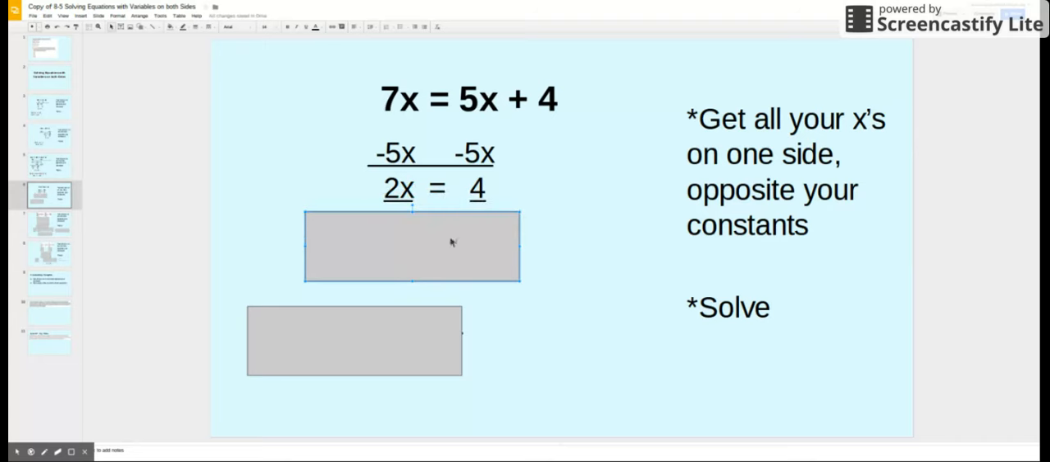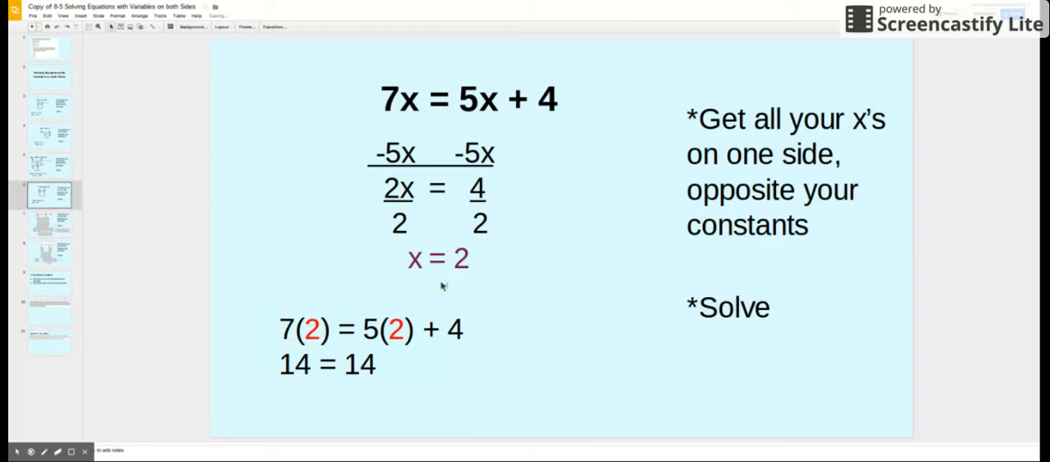Now we know how to solve this, right? Just divide both sides by 2, and you get x equals 2. And then you just wanted to check your work. So in place of x, you're going to put 2's, and it does work out here, as you can see.